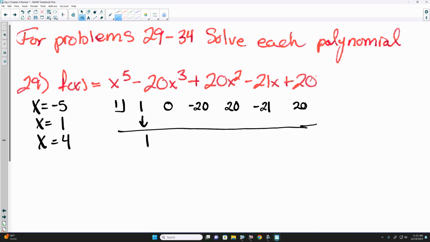Now we're going to do our multiplication and add. We're going to do synthetic division. So we're going to do 1 times 1 is 1. 0 plus 1 is 1. 1 times 1 is 1. -20 plus 1 is -19. 1 times -19 is -19. 20 plus -19 is 1. 1 times 1 is 1. -21 plus 1 is -20. And 1 times -20 is -20. And 20 plus -20 is 0.